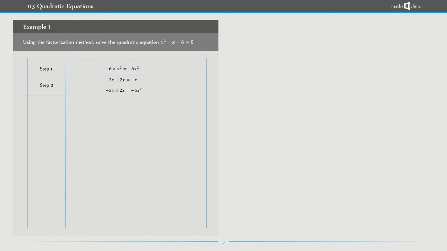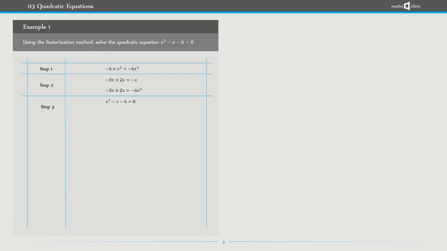Okay, so the next step, step 3. The next thing we want to do is substitute the sum of the two terms we obtained from step 2, minus 3x and 2x. We want to substitute these into our equation, because from step 2 we've established that minus 3x plus 2x is minus x. We want to put this back into the equation in place of minus x, our middle term.